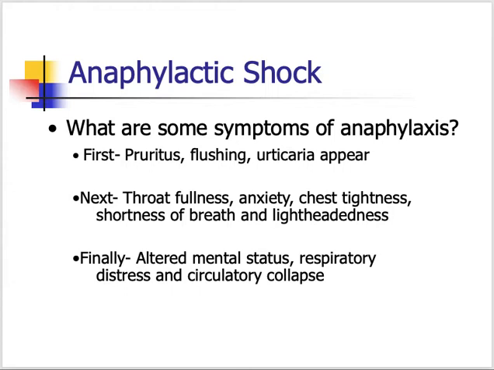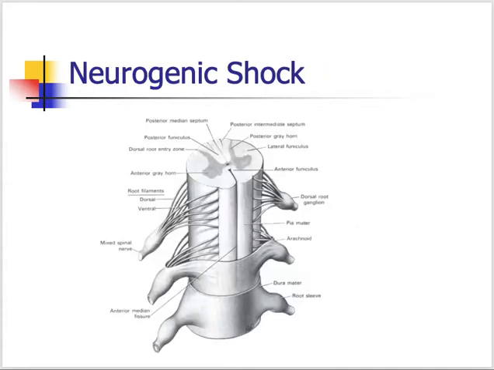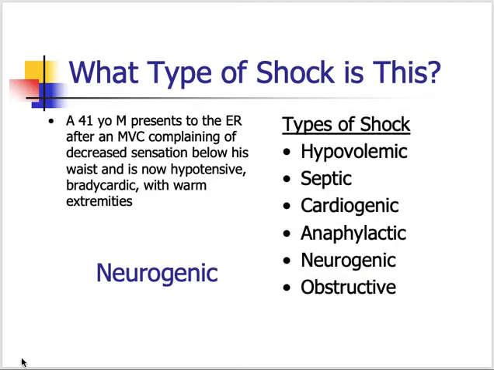One of the shocks is neurogenic. As I told you, neurogenic, for example, someone who gets a spinal cord injury. So neurogenic, of course, as I told you before, is a type of distributive shock again, right?